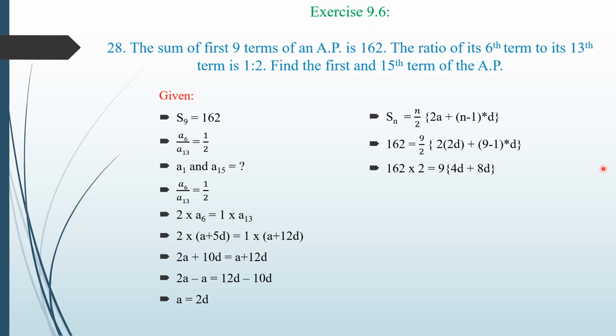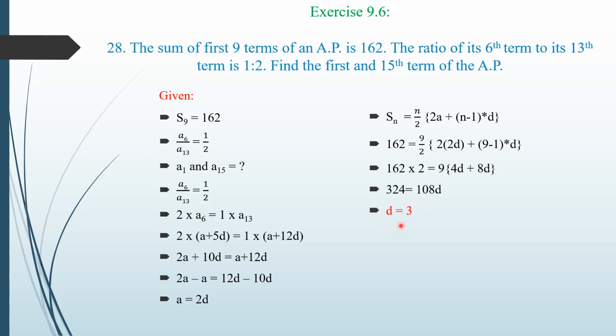When I simplify this further, 162 into 2, I'm taking this 2 from the denominator to the numerator when it goes to the left hand side. That is equal to 9 as it is. Inside the bracket, it is 2 into 2D plus 9 minus 1 into D. When it is simplified, 2 into 2 is 4D, 9 minus 1 is 8 into D is 8D. 162 into 2 is going to give me 324, that is equal to 8D plus 4D is equal to 12D. 12 into 9 is 108D. When I solve this, D value I am getting as 3.